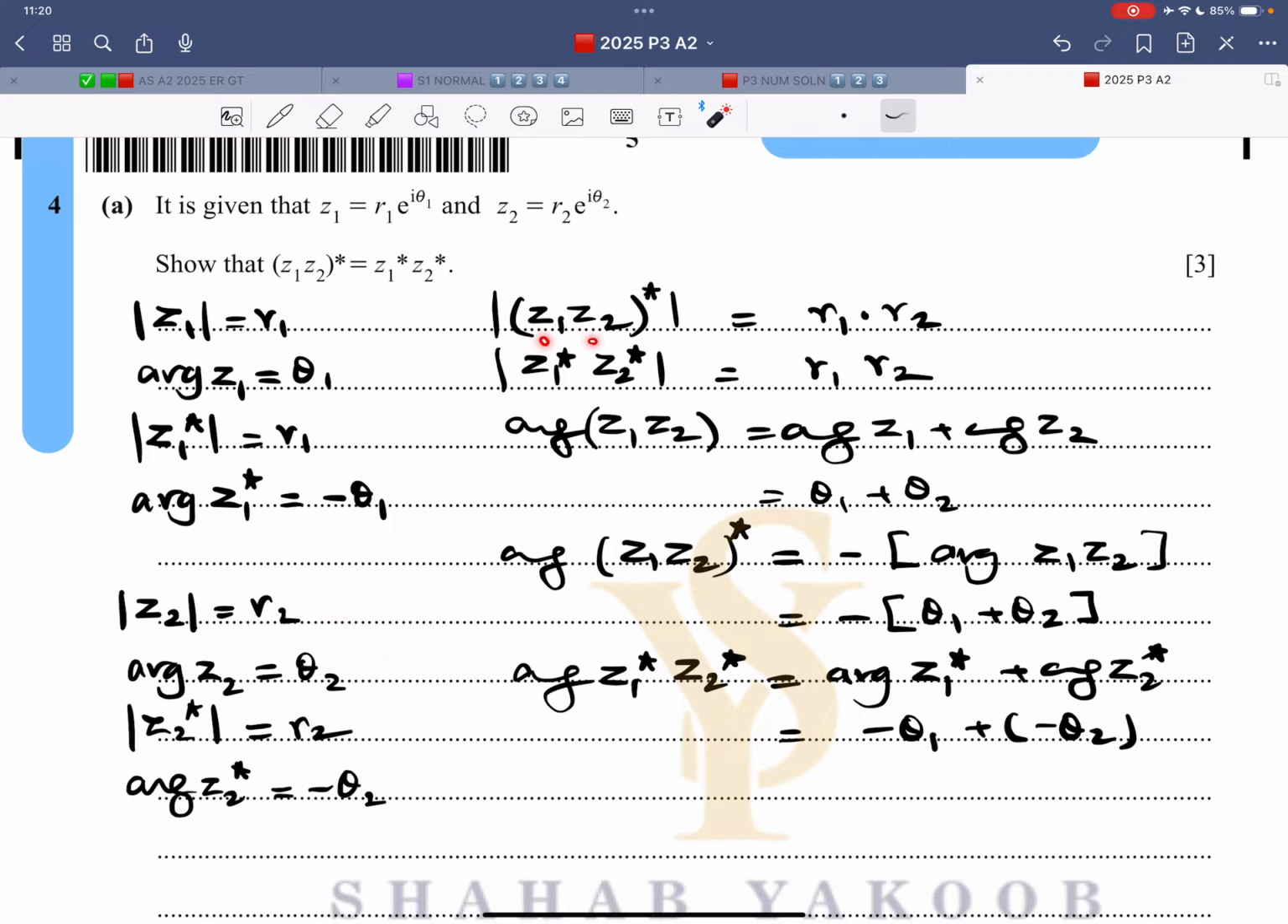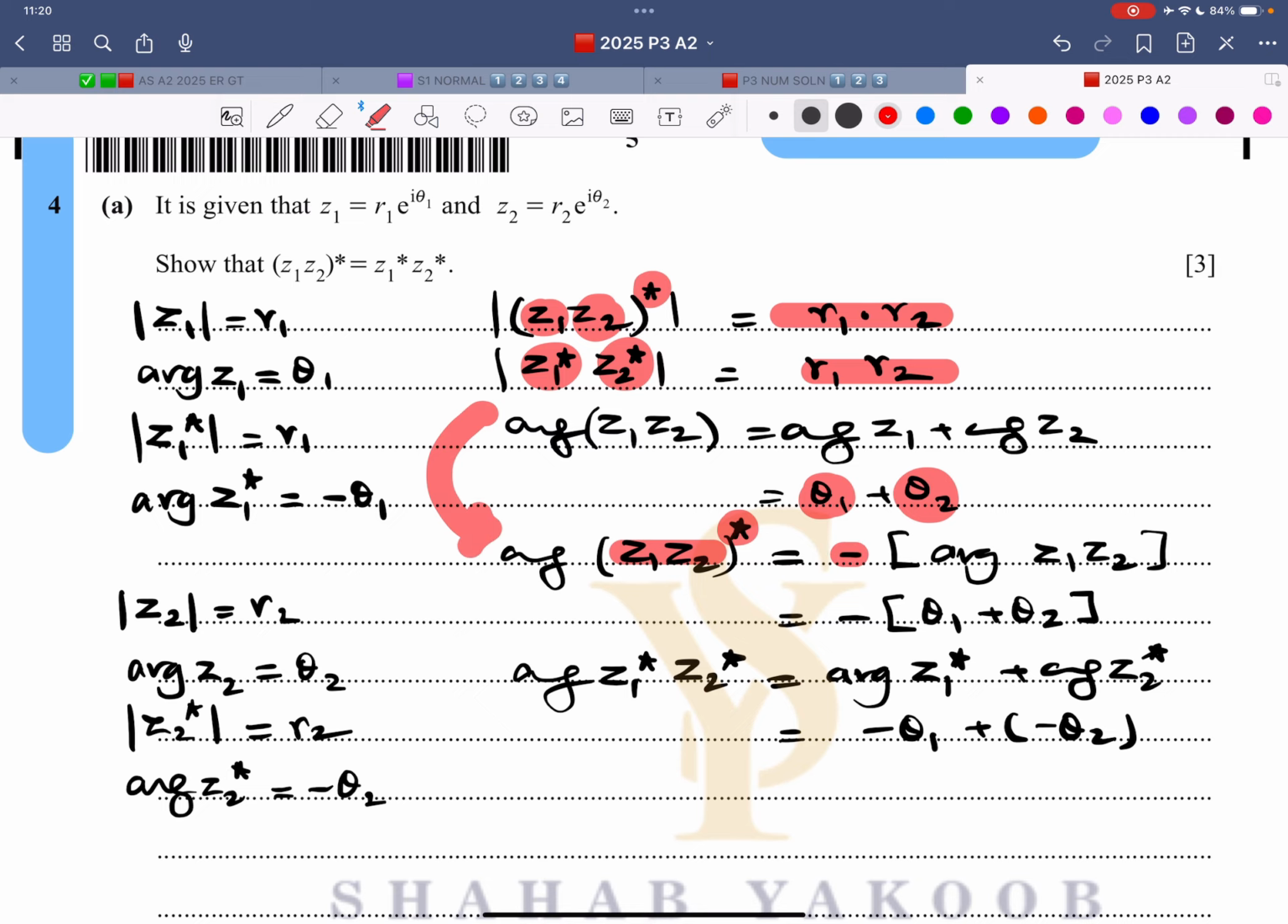So now Z1 into Z2 star, the magnitude is still R1 into R2. Z1 star, Z2 star, the magnitude is still the same. So these 2 magnitudes are exactly the same, whether we first multiply, then take the conjugate, or take the conjugates and multiply. So that's one thing. What about the arguments? For the argument, individual arguments add. Now let me take the conjugate of this answer. So therefore there is a minus sign, which is minus of theta 1 plus theta 2.